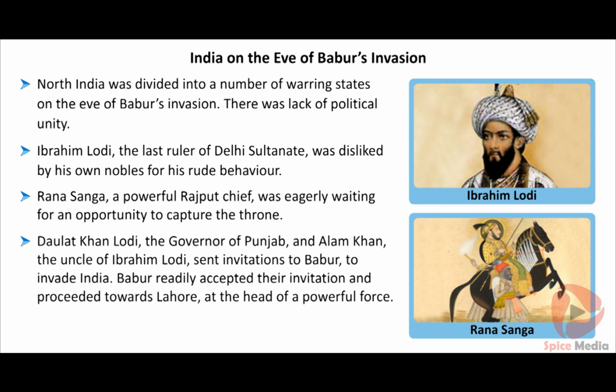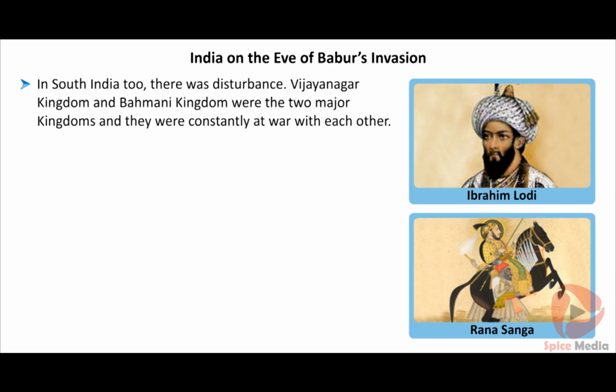Daulat Khan Lodi, the governor of Punjab, and Alam Khan, the uncle of Ibrahim Lodi, sent invitations to Babur to invade India. Babur readily accepted their invitation and proceeded towards Lahore at the head of a powerful force. In South India too there were disturbances. The Vijayanagar kingdom and the Bahmani kingdom were the two major kingdoms, and they were constantly at war with each other.